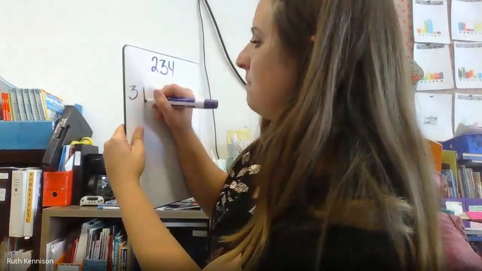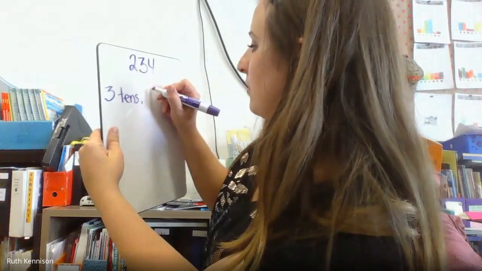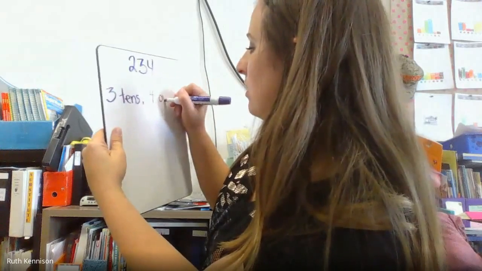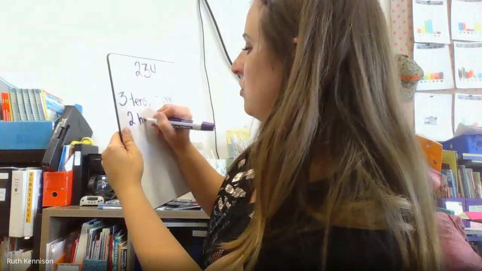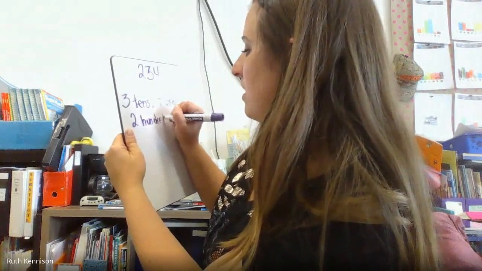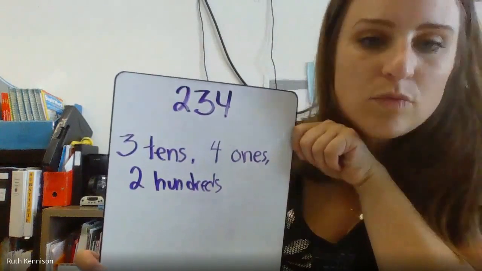Now, if I were to write 3 tens, 4 ones, and 2 hundreds, what number would I have? What number would that make?